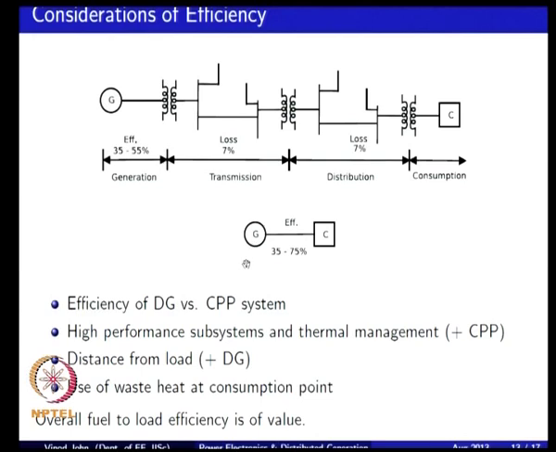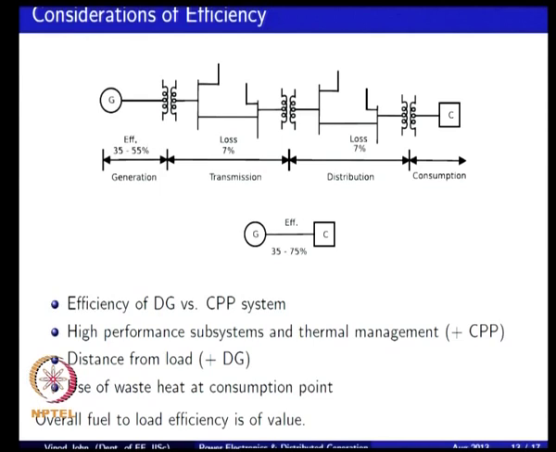But in addition to the electrical energy that is being provided to the load, if you can make use of the waste heat in the load for some purpose, then you can actually have better overall fuel to end use efficiency, and such systems are typically called cogeneration systems. And the comparison of efficiency between the centralized and the distributed is not that straightforward.